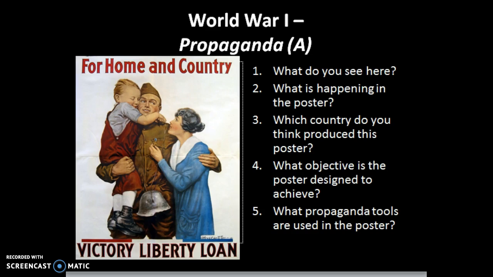Here's another one. This is actually British. It says for home and country, and you can see there's a British soldier, and he's hugging, it looks like, I don't know if that's his wife or his mother, but it's one of those. And then a little boy has his arms wrapped around his neck, and I don't know if that's his little brother or his son, but either way, it's a strong symbol of family. Right above the words victory, liberty, loan is red, white, and blue, which are the colors.